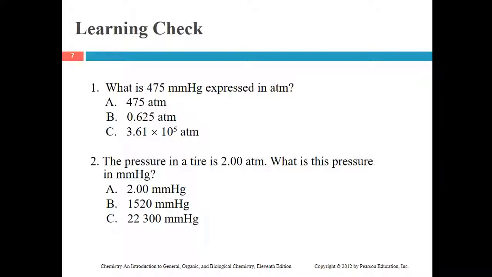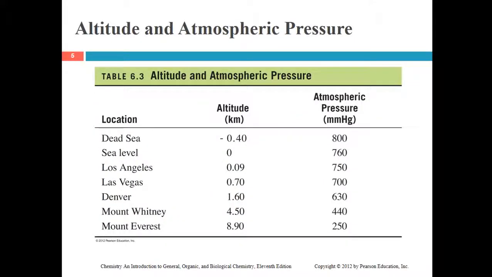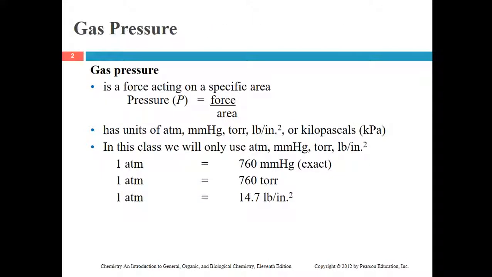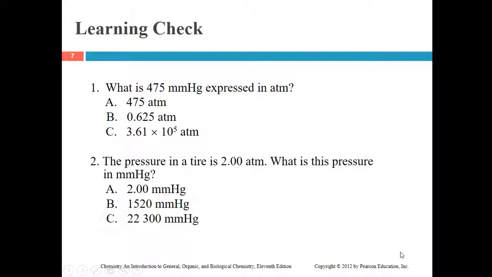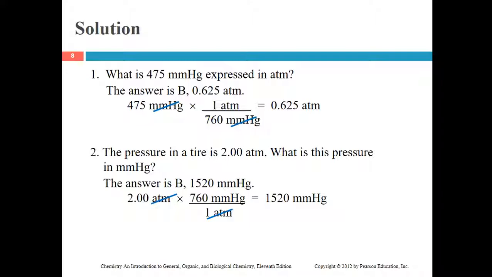So here we go. Let's do a little bit of math. What is 475 millimeters mercury expressed in atmospheres? And the pressure in a tire is 2 atmospheres. What is this pressure in millimeters mercury? Well, this is where we go back to the slide that has our conversions, and this is what we're going to use our conversions with. Here we go. And you need to do that. So press pause, see if you can do that. All right.